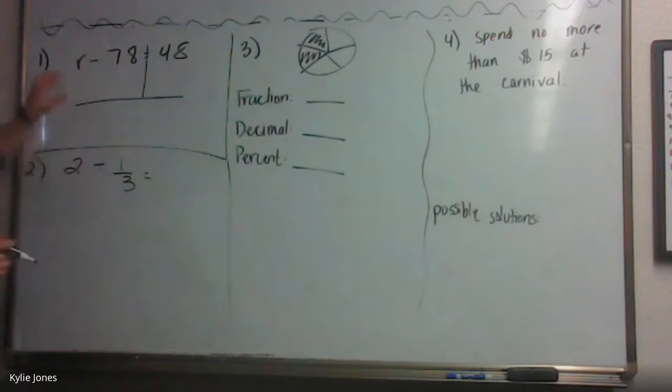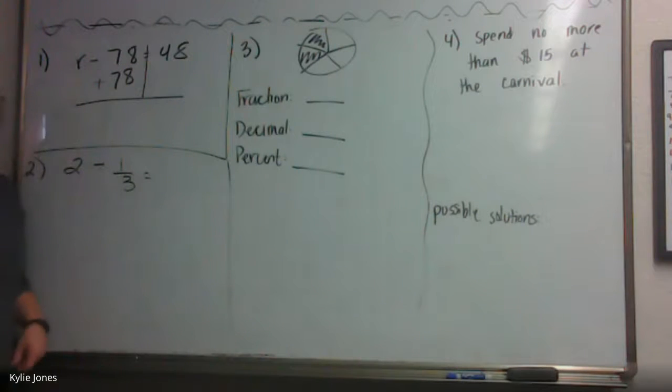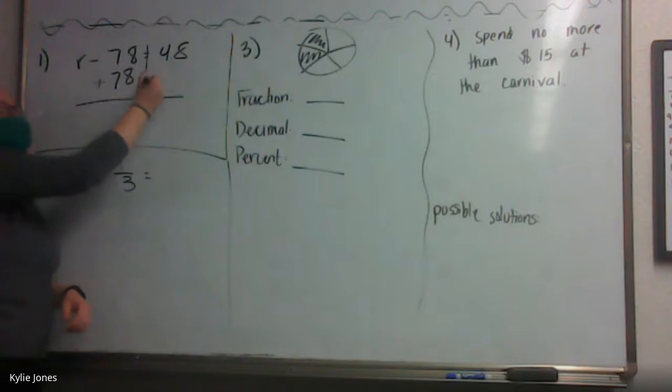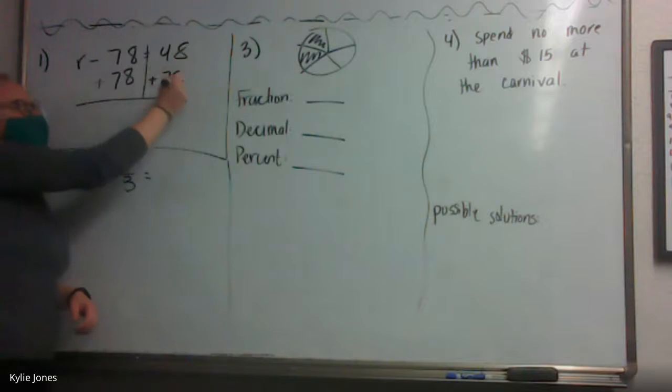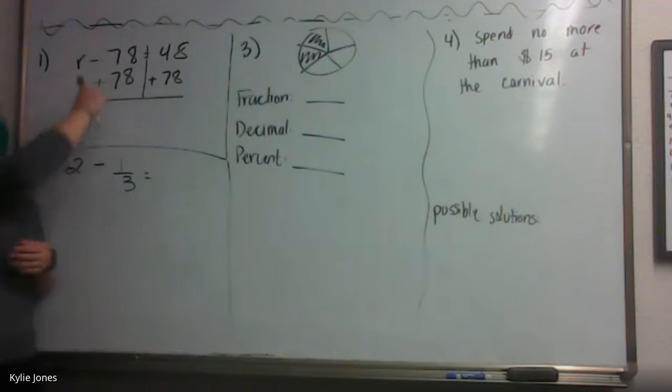Good, do the opposite. So we're trying to get our variable, R, all alone. So we have to do the opposite of subtracting 78, which is what? Adding how many? 78. Am I done? No, that's after. Good. If we add it to one side, we have to add it to the other side as well. It's like a balance. It's like a scale. You have to keep them balanced so that it's correct.